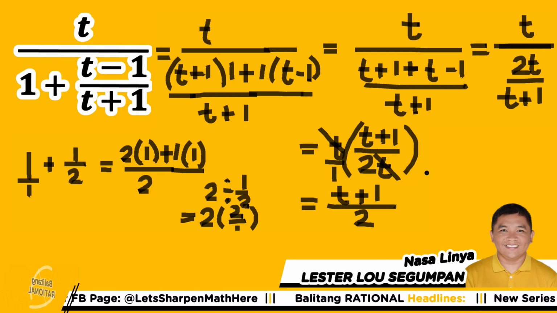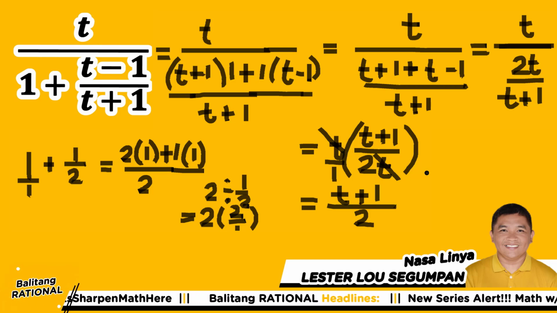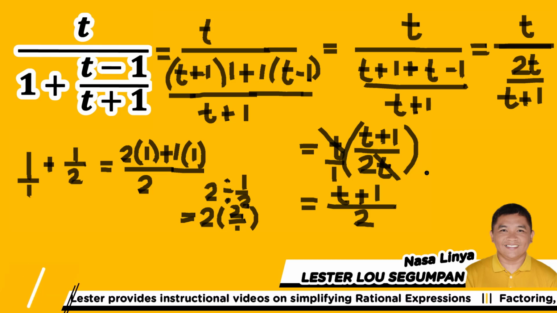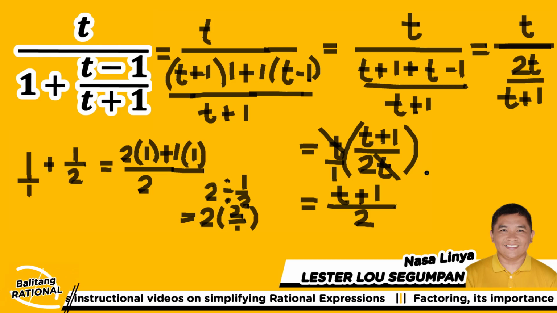Ito po yung nangyari pagkatapos ng in-apply natin yung LCD, yung equivalent fractions, keep, change, flip method to combine the given rational expressions into just one, just like this. So the result is t plus 1 over 2.